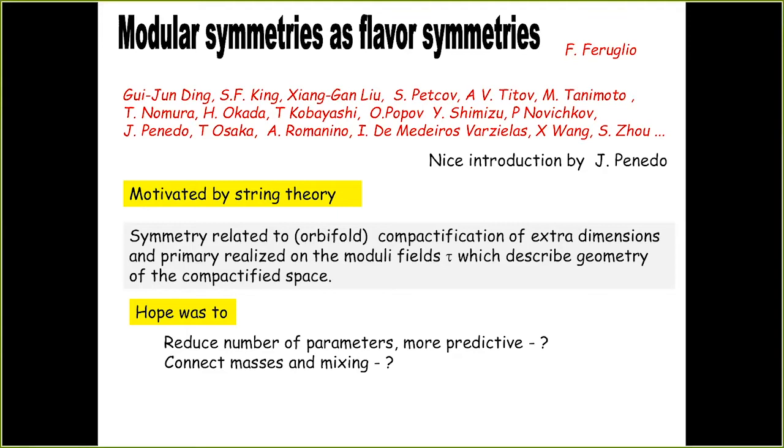So this idea to use modular symmetries as flavor symmetries is motivated by string theory, actually, these modular symmetries, and the hope was to reduce the number of parameters to make things more predictive and connect masses and mixing.